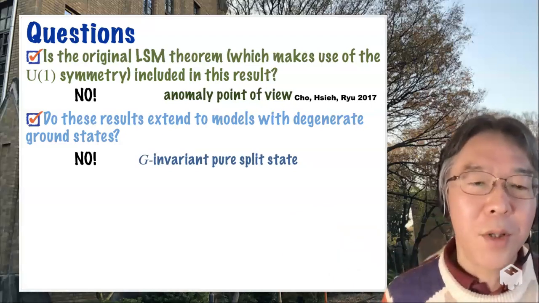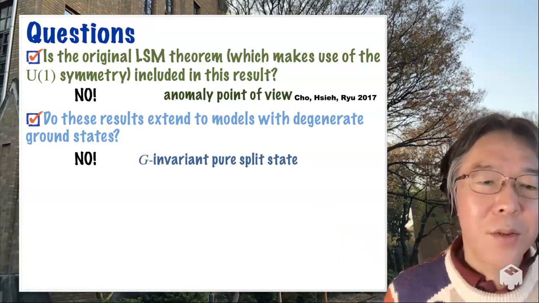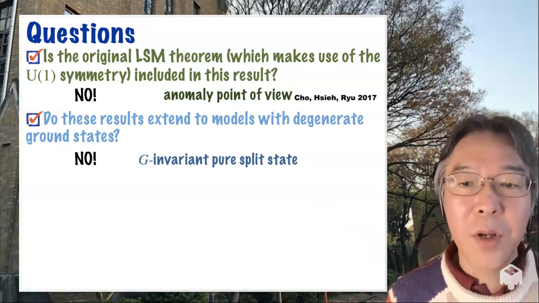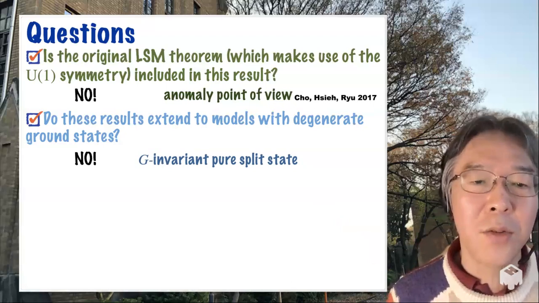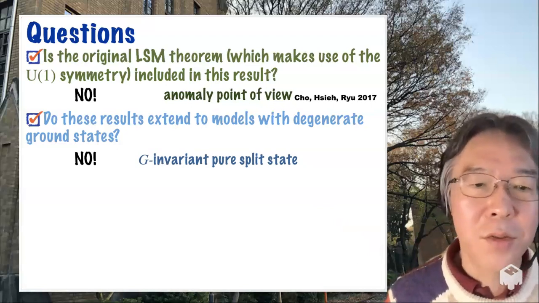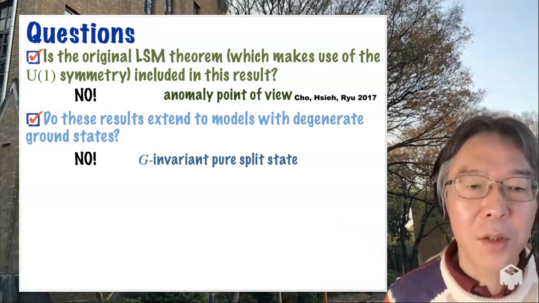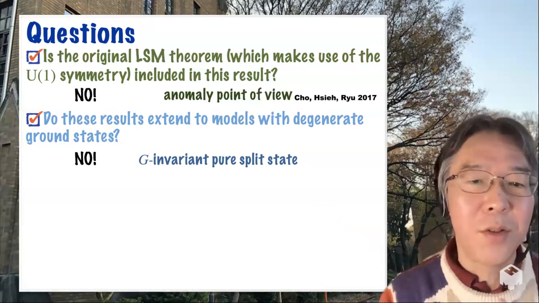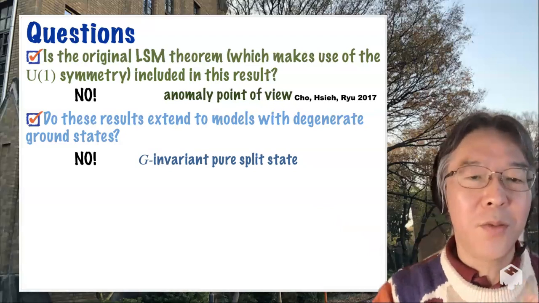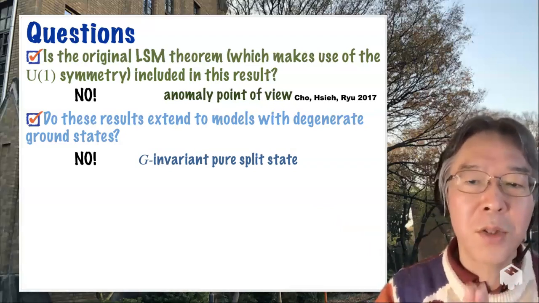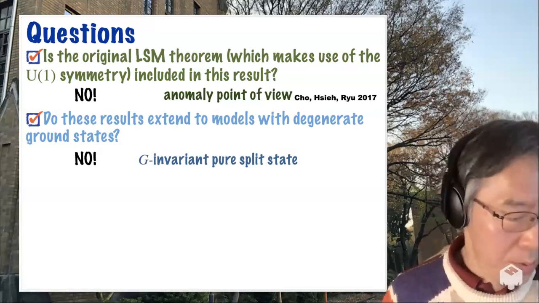But anyway, we know from Matsui's theorem that if you have a unique gapped ground state, then it is automatically a pure split state. And we really rely on this. So for the moment, we can only treat unique gapped ground states. That's the answer. And probably we cannot use the same method if we want to prove something for the case with degenerate ground states. Probably we need to use some different mathematical techniques.